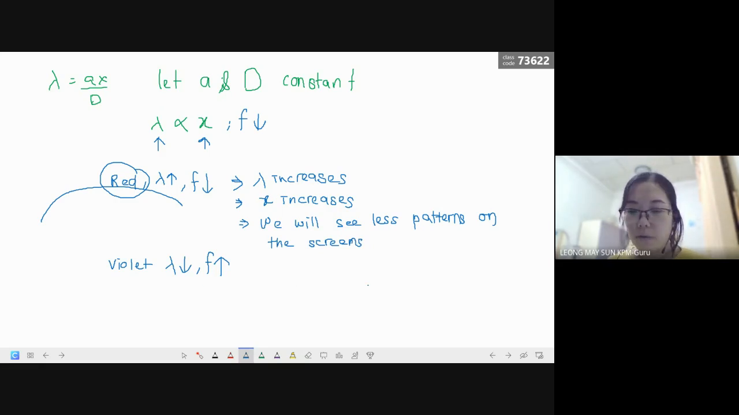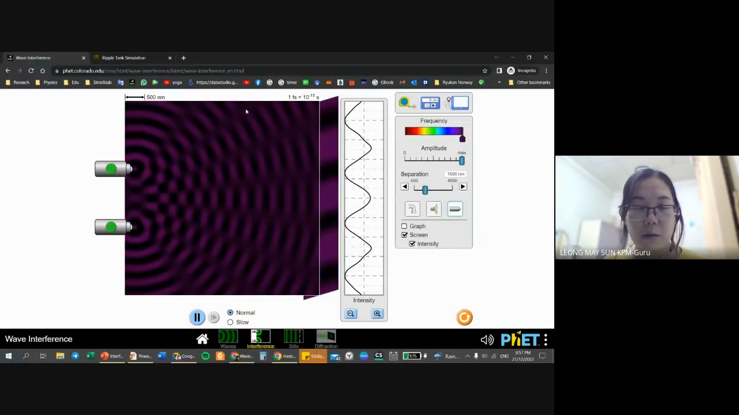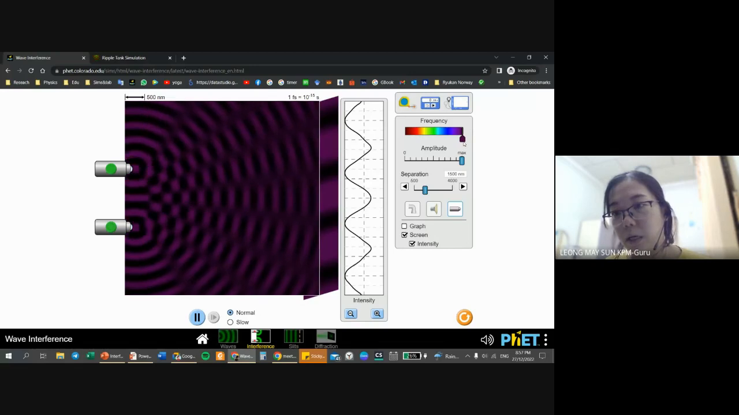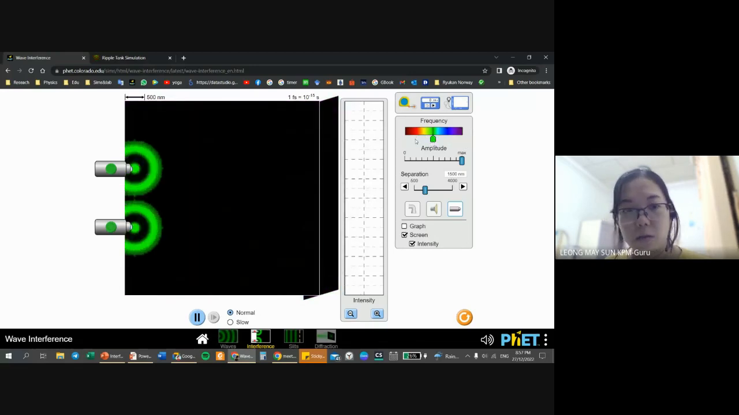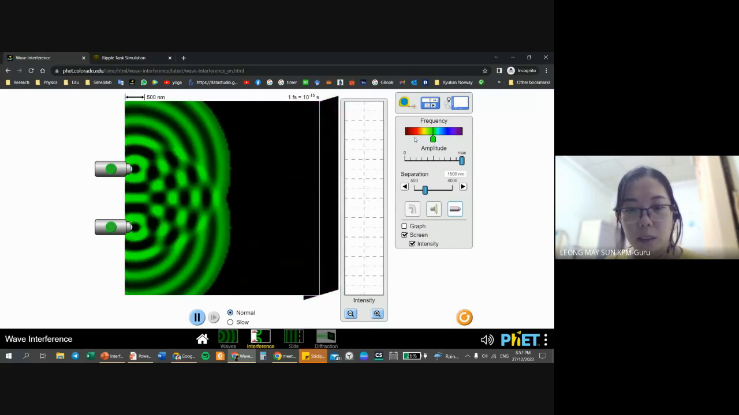Okay, so over here, let's go back to our simulation. Okay, so I went the opposite direction. Let's go. This is green color again, once again green color.